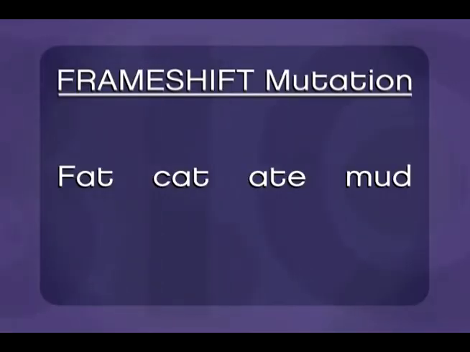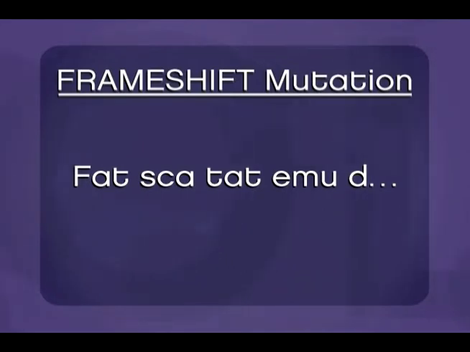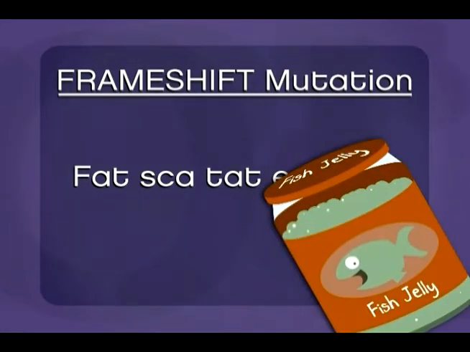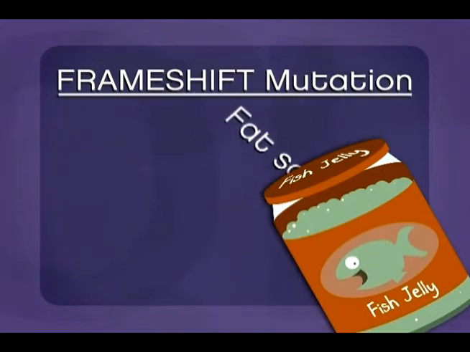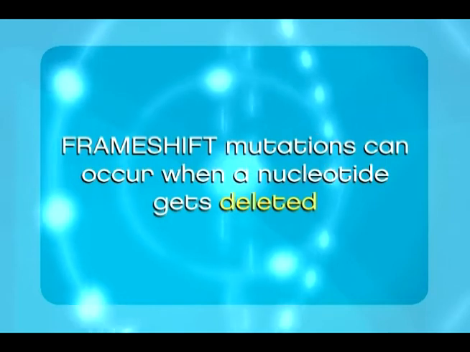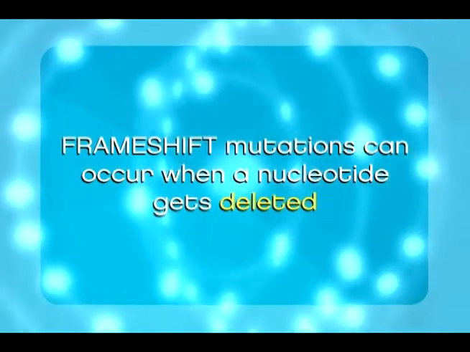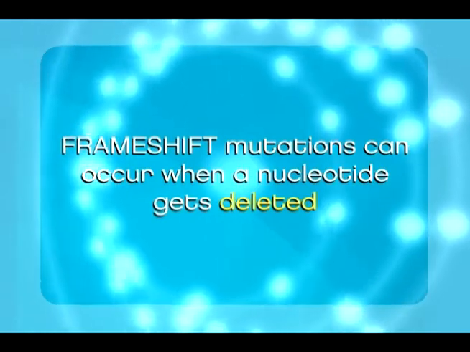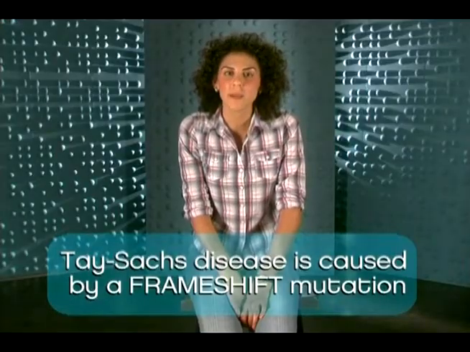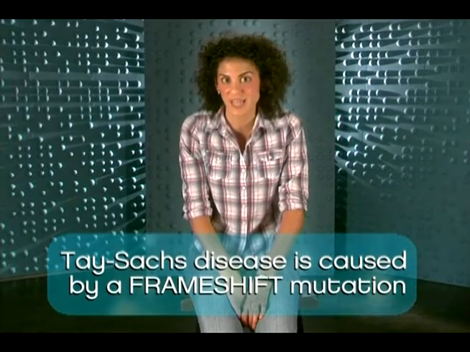Say I had the sentence, "Fat cat ate mud," and for some reason, I had a computer that only allowed 3 letters per word. If I added an S to the end of fat, the sentence wouldn't just read, "Fats cats ate mud." Instead, the computer would focus on having 3-letter words and changing it to fat, ska, tat, emu, d. Complete gibberish. You can see how disastrous frame shift mutations can be. They can also occur when a nucleotide gets deleted, and things end up getting just as confused, leading to missense and nonsense translations all across the board. One example of a disease caused by a frame shift mutation is Tay-Sachs.